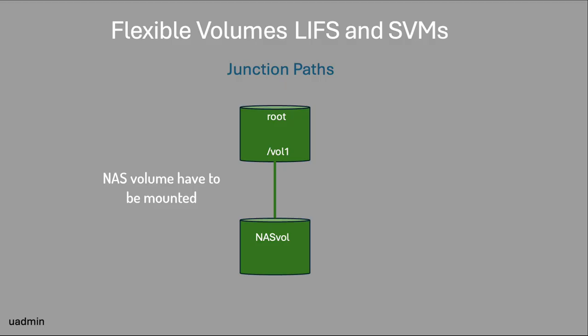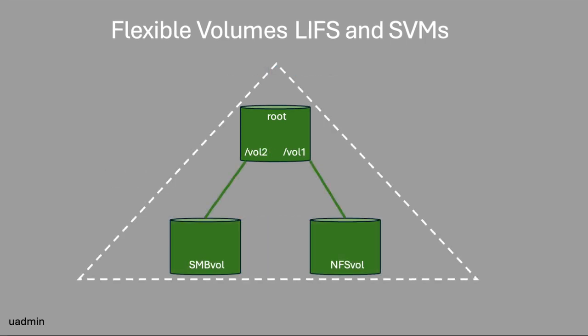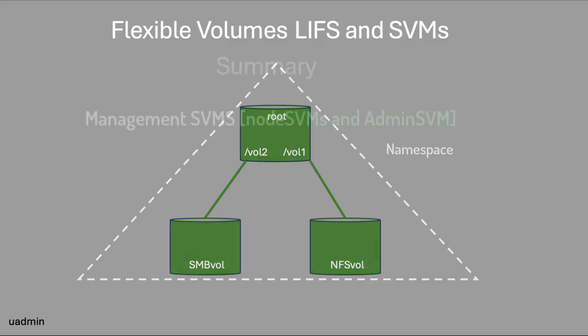Remember, the root volume of a node, or vol 0, is used for storing configuration data and log files, and the root volume of a storage virtual machine is only 1 GB in size, and it is there for junction paths, so that clients can access the actual data volumes. The term that's used for all the mounted NAS volumes in an SVM is referred to as the SVM namespace. SAN volumes, so volumes that host SAN LUNs, do not need to be mounted.